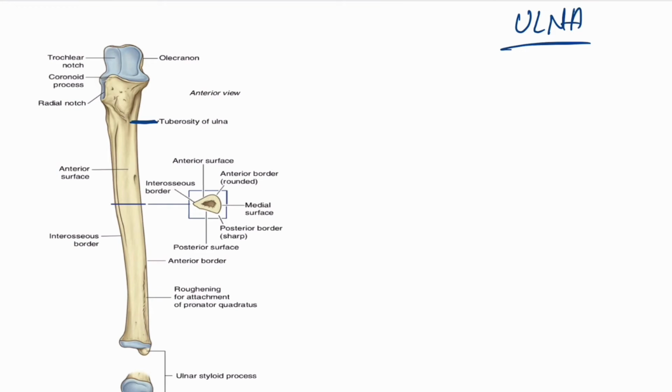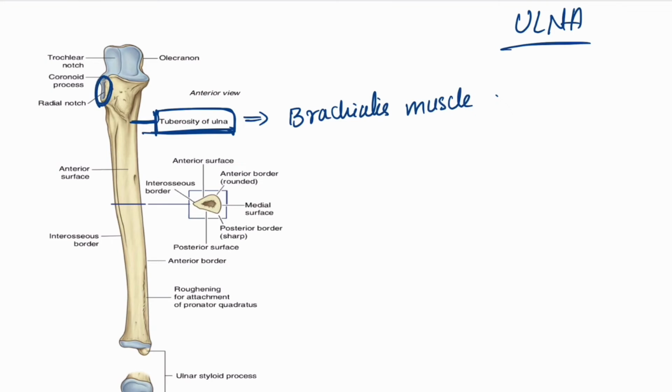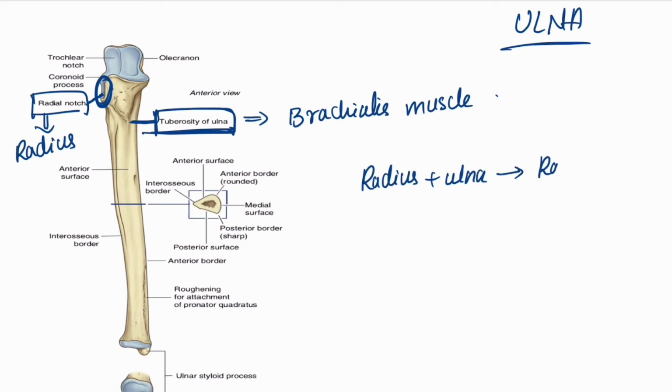Distal to this, we have the tuberosity of the ulna. This is the tuberosity of the ulna. The brachialis muscle inserts onto this tuberosity of ulna. Laterally, we have the radial notch. This is the radial notch here. To this radial notch, the radius is attached laterally. Radius and ulna together form the radio-ulnar joint.